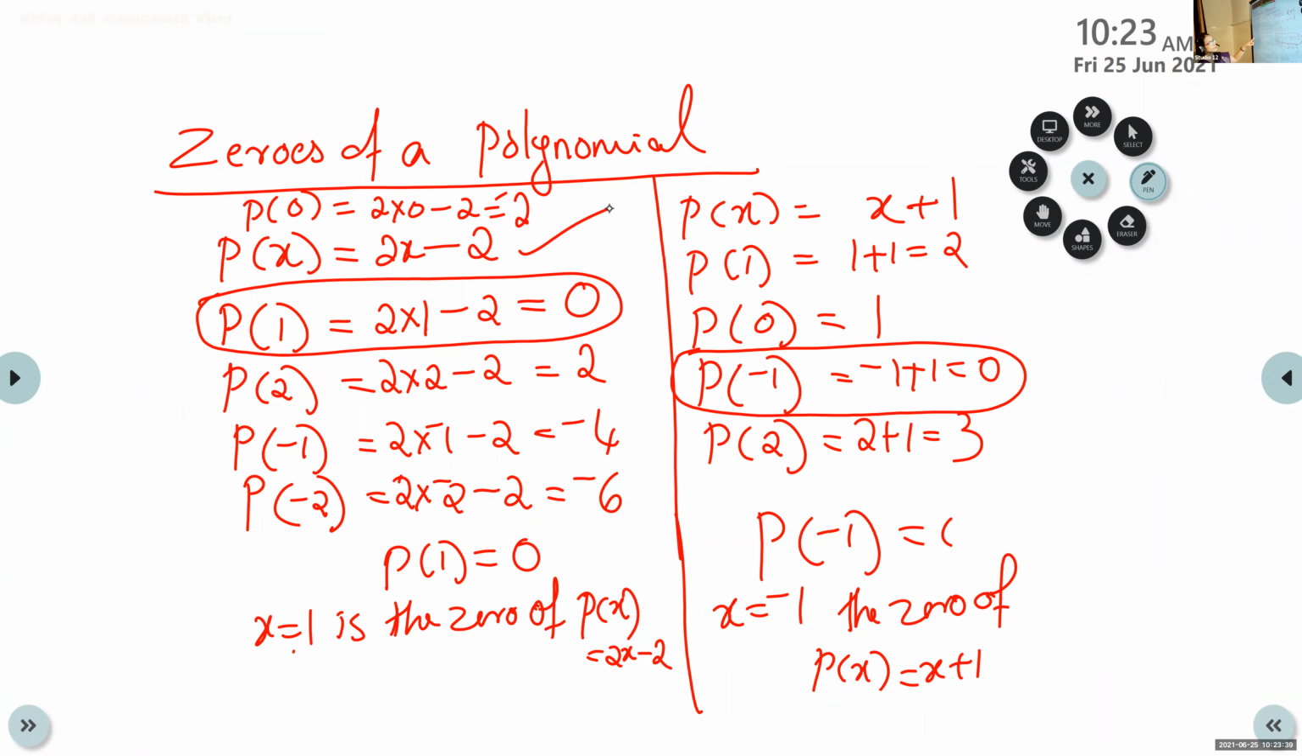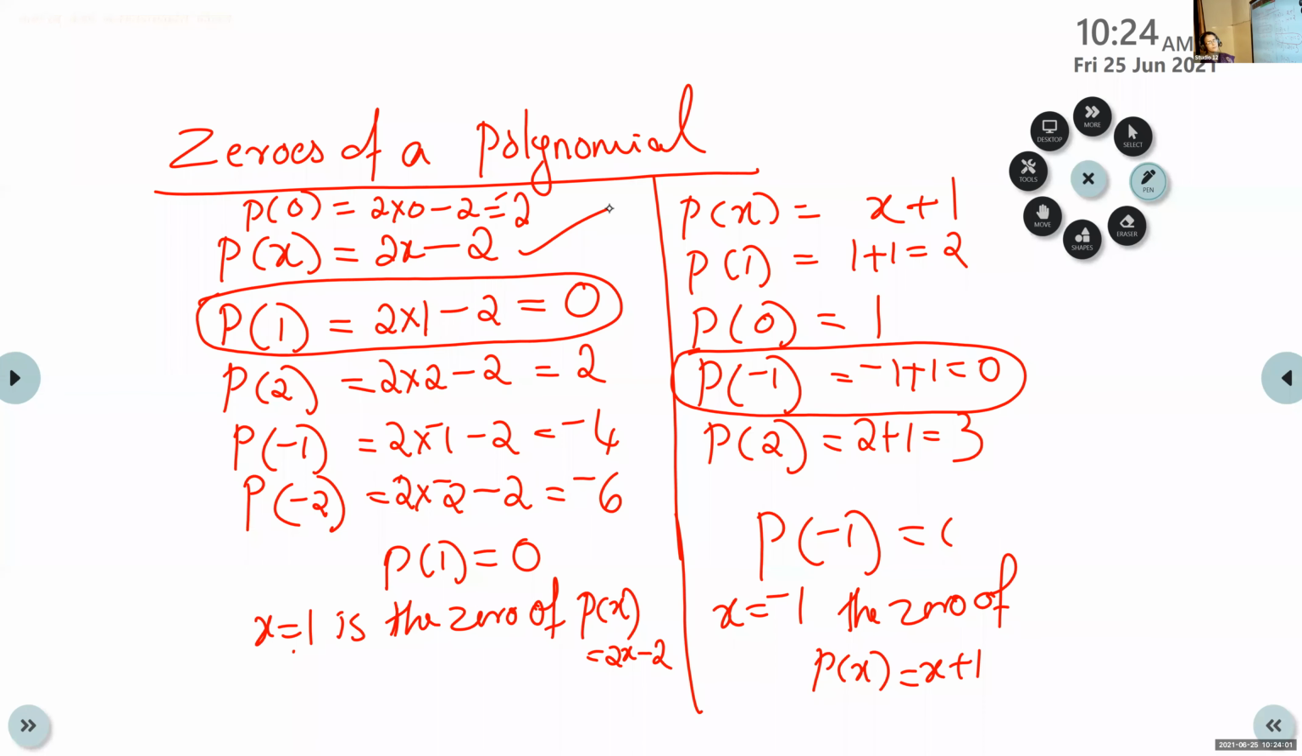Can you see the board? It is there on the board. Then write p of 1, p of 2, p of minus 1, and p of minus 2. And you are getting p of 1 equal to 0, p of 2 equal to 2, p of minus 1 equal to minus 4, and p of minus 2 equal to minus 6.